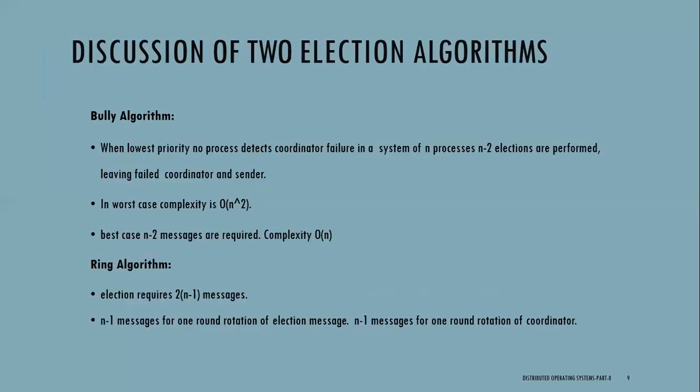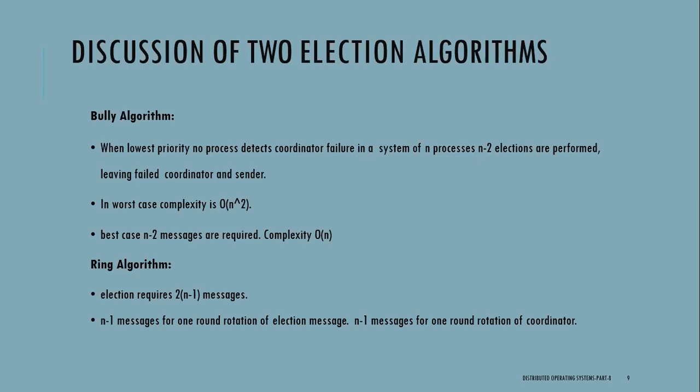The discussion of two election algorithms, the Bully algorithm and the ring algorithm. In the Bully algorithm, when the lowest priority number process detects coordinator failure in a system of n processes, n minus 2 elections are performed, leaving a failed coordinator unsent. In the worst case, the complexity is O of n squared.